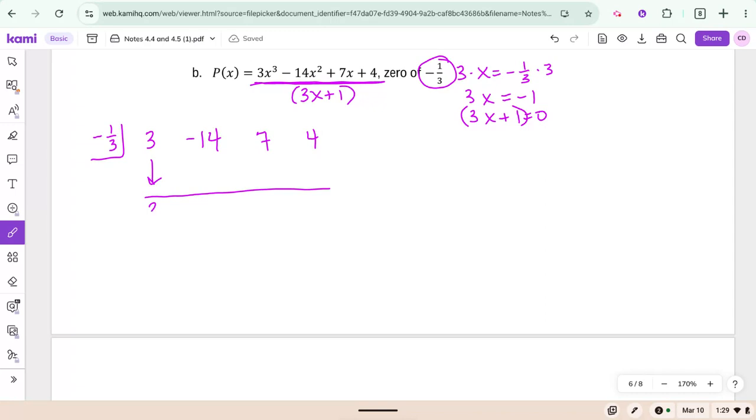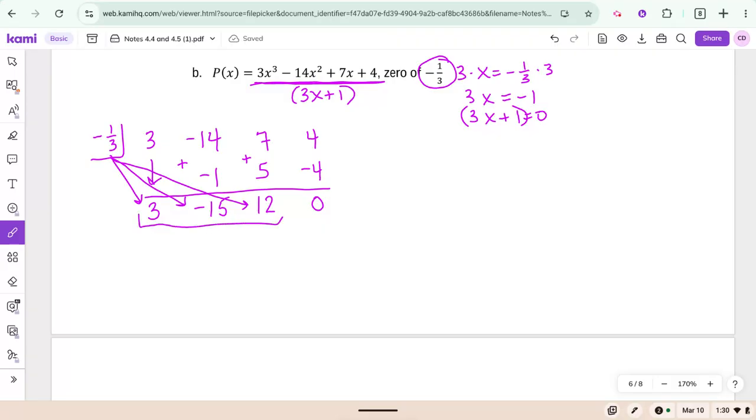Bring the first number straight down. Now we multiply. Negative 1/3 times 3 is negative 1. You're going to add negative 14 plus negative 1 is negative 15. Repeat. Negative 1/3 times negative 15 is positive 5. Put that number here. Add. 7 plus 5 is 12. One more time. Negative 1/3 times 12 is negative 4. Put that number here and add. And of course, you're going to get 0 every time when you've used what you already know is a 0.